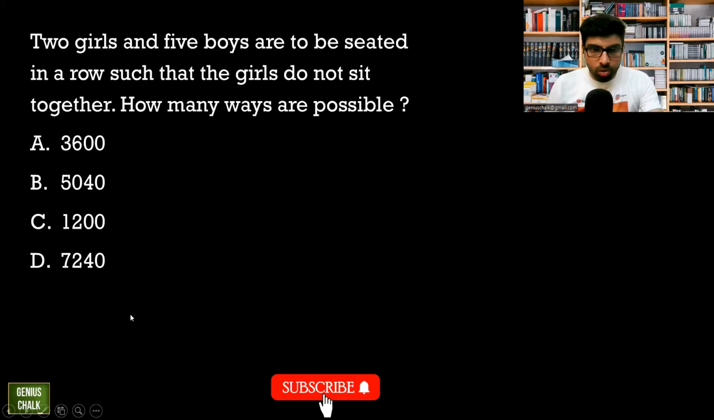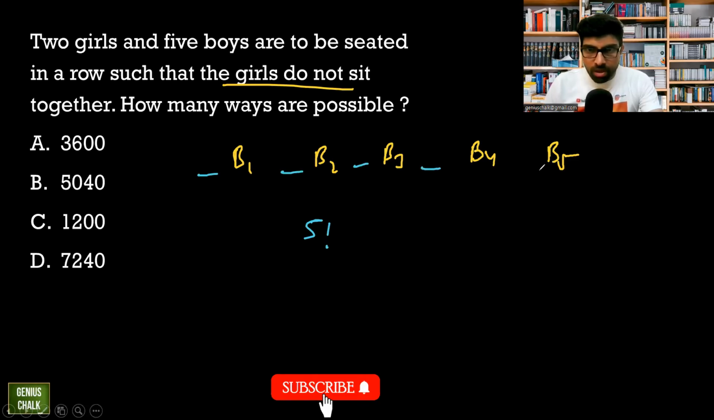Suppose the question is no two girls can sit together. Suppose this is the condition, right? In that case, we'll arrange these 5 boys first: B1, B2, B3, B4, and B5. Then we see the spaces for girls. So these 5 boys will sit in 5 factorial ways. Now, how many spaces are there for girls? So 1, 2, 3, 4, 5, 6.